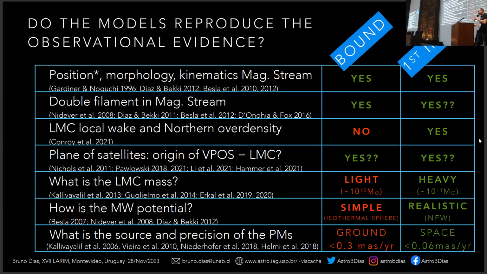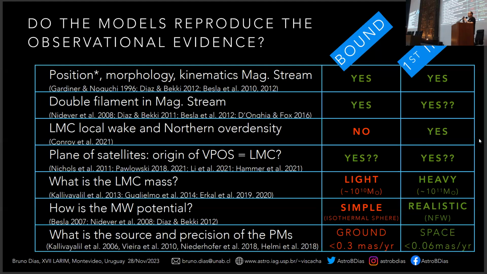Here's a list of observational evidence that I tried to list. When I have more time, I go one by one. You can ask me later if you are interested in some of those. I'll just highlight here the difference between the bound, the classical scenario, and the first infall, which is the new one. So just going to the third line here, this local wake and the northern overdensity. This is something that the bound scenario cannot explain, and the first infall can, because it's by definition.